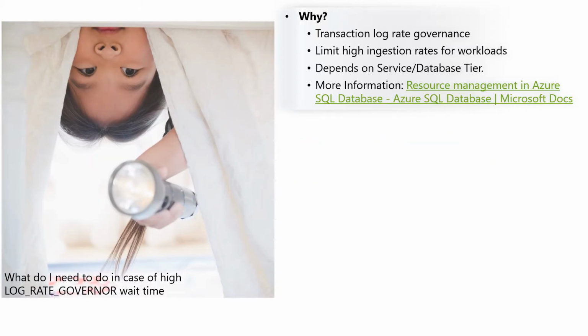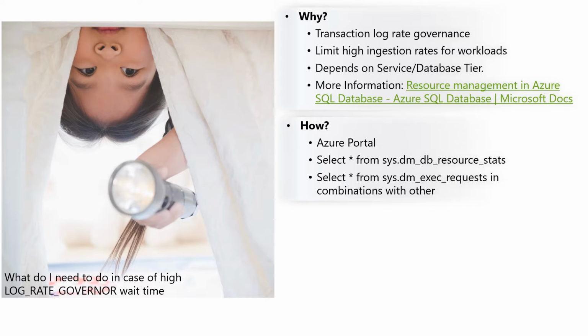Well, but why do we have this problem? Well, in theory, it's not a problem. We're reaching a limit of the load rate governor in order to insert the data in the transaction log. Everything depends on the rates of ingestion that you have in your workloads, or also on this limitation of the service database tier. In this URL, you could have more information about it.